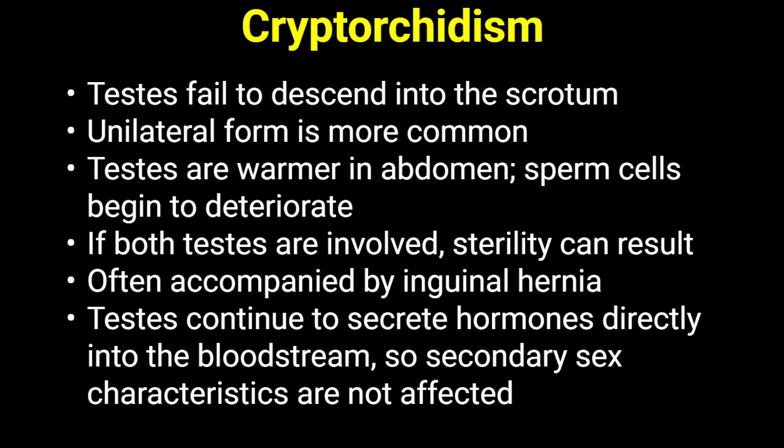NCLEX Pearl: cryptorchidism equals undescended testis, often associated with an inguinal hernia. Orchiopexy before 12 to 18 months improves outcomes. Untreated cryptorchidism increases the risk for infertility and testicular cancer. Hormone production is usually normal, so secondary sexual characteristics are not affected.